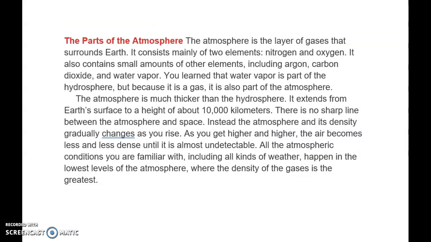This section talks about the parts of the atmosphere. The atmosphere is the layer of gases that surrounds the Earth. It consists mainly of two elements, nitrogen and oxygen. It also contains small amounts of other elements, including argon, carbon dioxide, and water vapor.